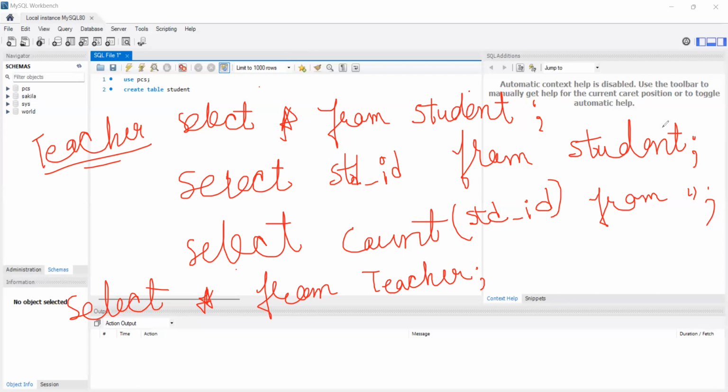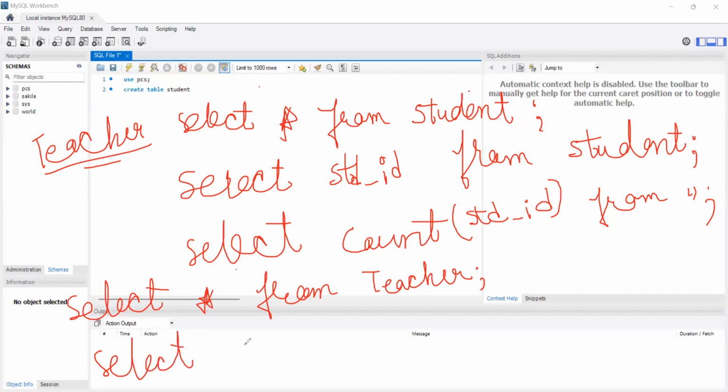I am asking, there is a teacher table. In the teacher table, there is a column, suppose salary. I ask you to fetch the total amount of salary from the teacher table. What will be your answer? Select total salary from teacher.